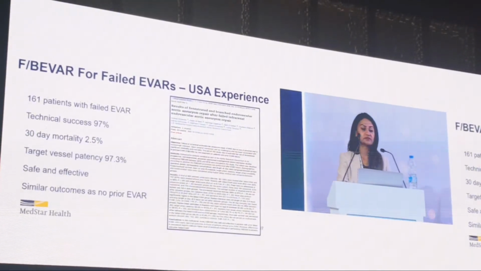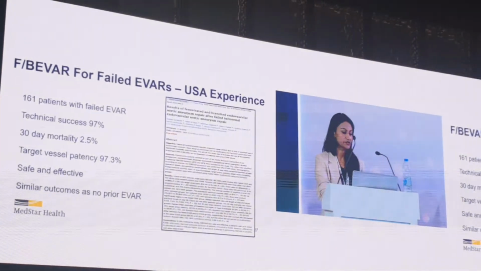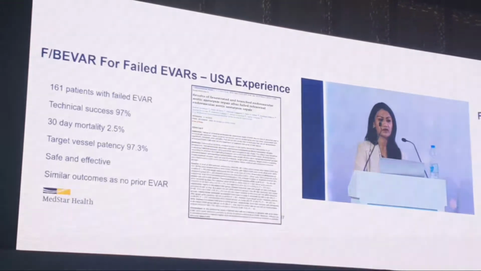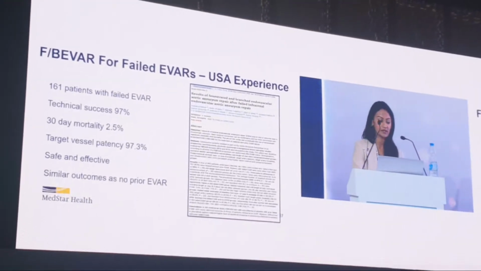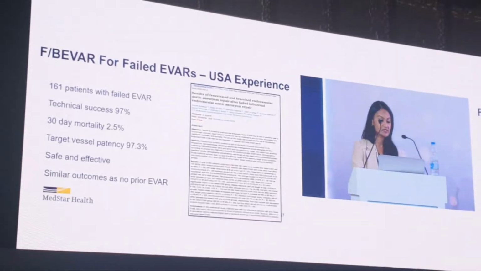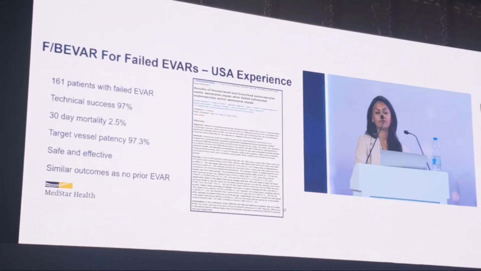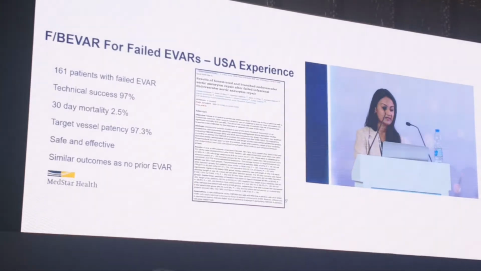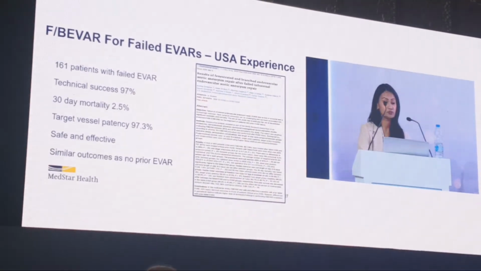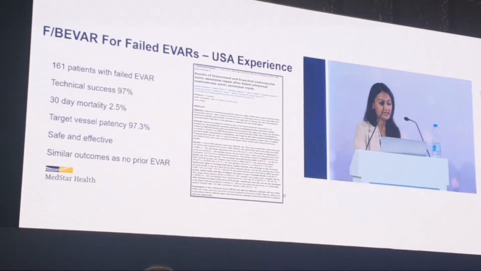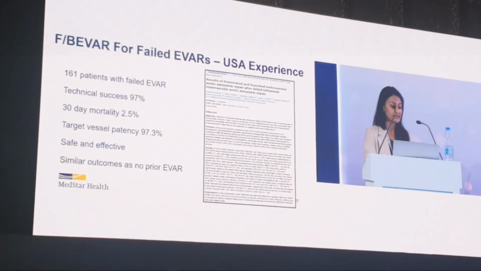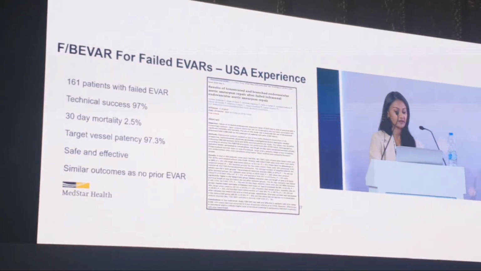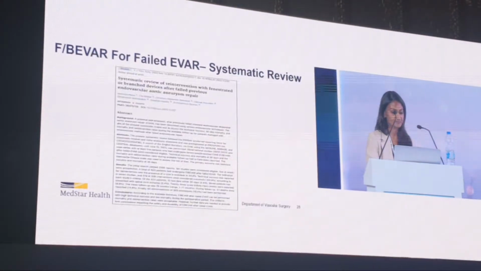So what about the literature on type 1A endoleak and failed EVARs? This is a study from the ARC, the Aortic Research Consortium, in the US. 160 of these patients were failed EVARs that were remediated with a fenestrated branch endograft. They had excellent technical success at 97%. The third-year mortality was 2.5%, which was phenomenal, and the target vessel patency was 97.3%. So this seems to be a safe and effective way to treat type 1A endoleak with excellent outcomes.